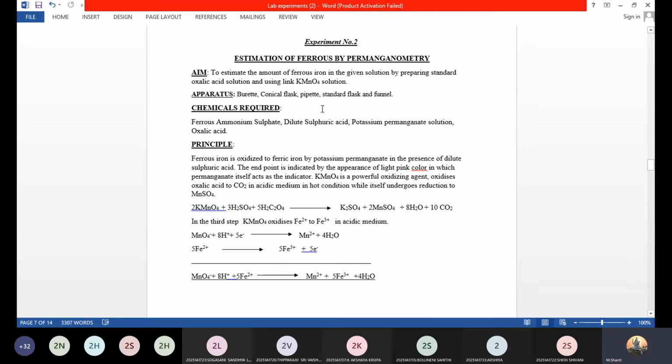KMnO4 solution. Very good. The burette is filled with the KMnO4 solution. And what are you going to take in the conical flask? Ferrous solution, or I can simply say an unknown solution, a solution whose concentration you are going to find out. You are going to take it in a conical flask. Remember that the conical flask is used for the titration purpose.